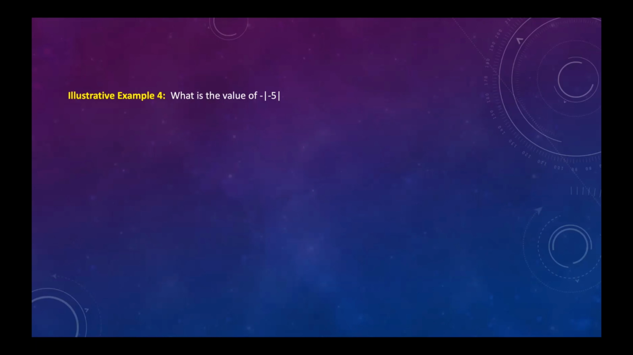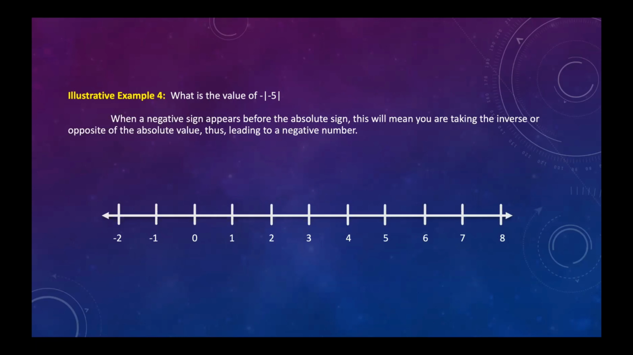is the illustrative example number 4. So, what is the value of negative absolute negative 5? Okay? So, it is written as negative 5 bar. At tinatawag siya as, what is the negative absolute value of negative 5? Okay. When a negative sign appears before the absolute sign, this means that you are taking the inverse or opposite of the absolute value, thus leading to a negative number.